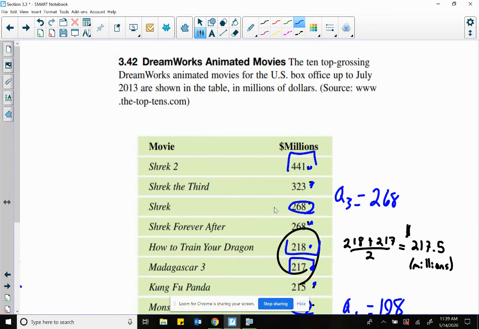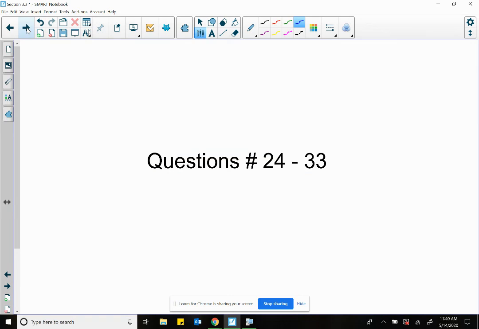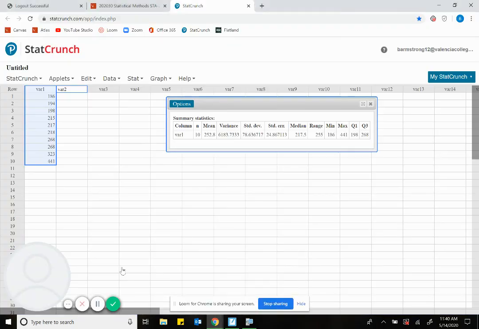You got this. Okay? So median and interquartile range are what we're going to use for skewed data. So now you're ready for questions 24 through 33. All right. And on that note, have fun.